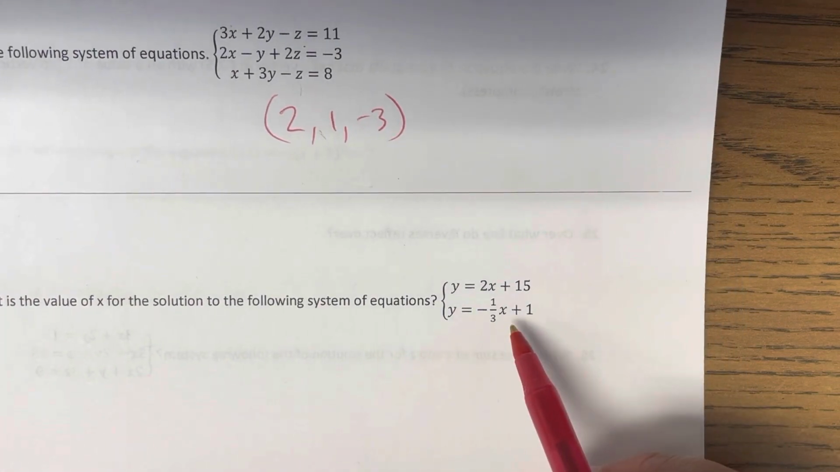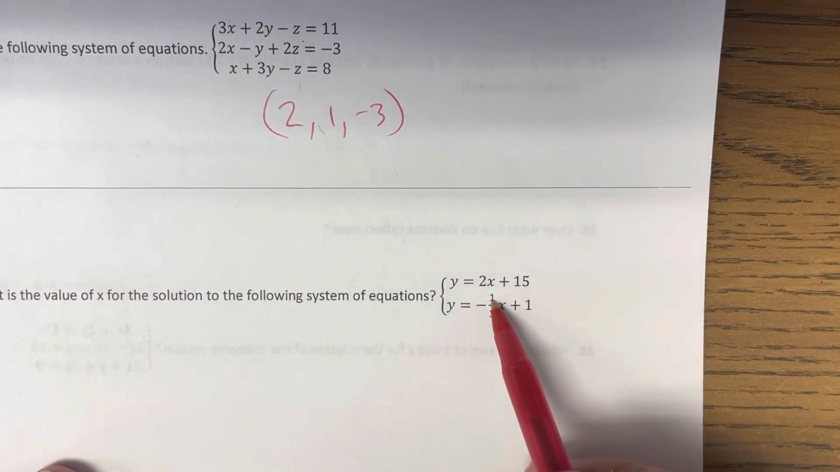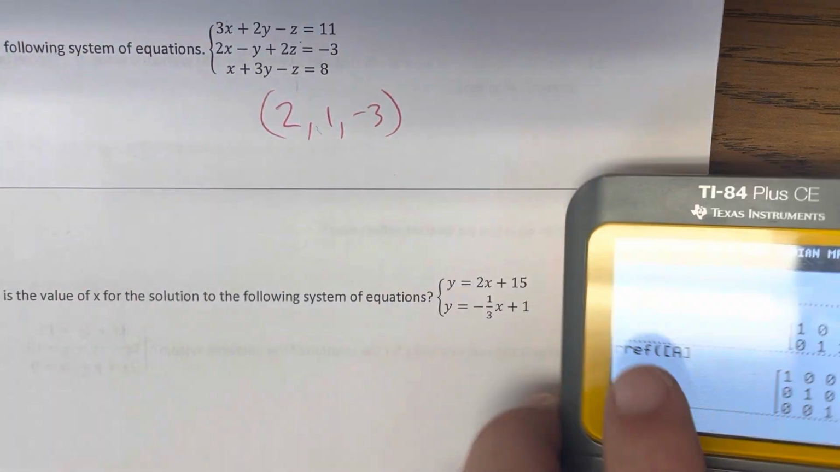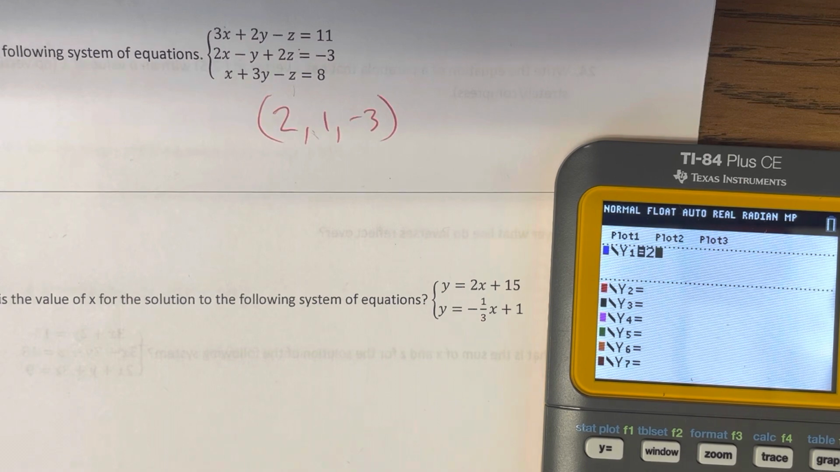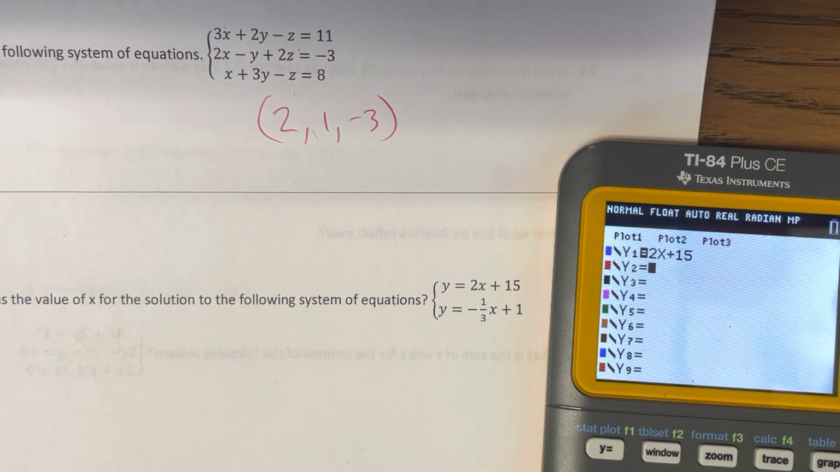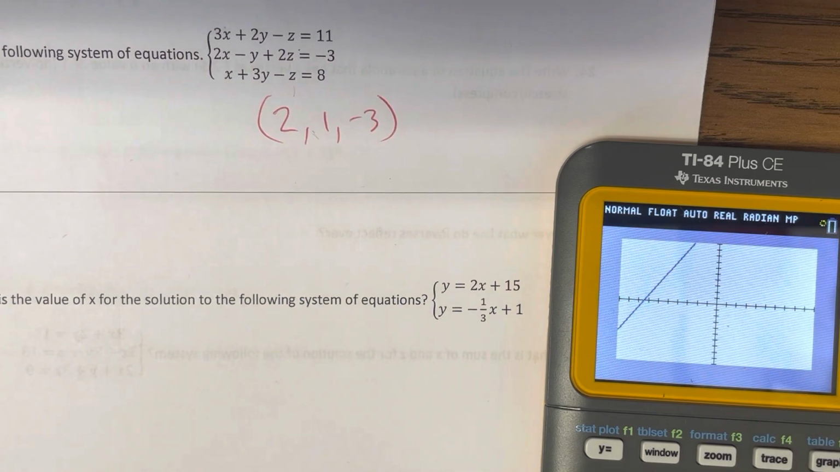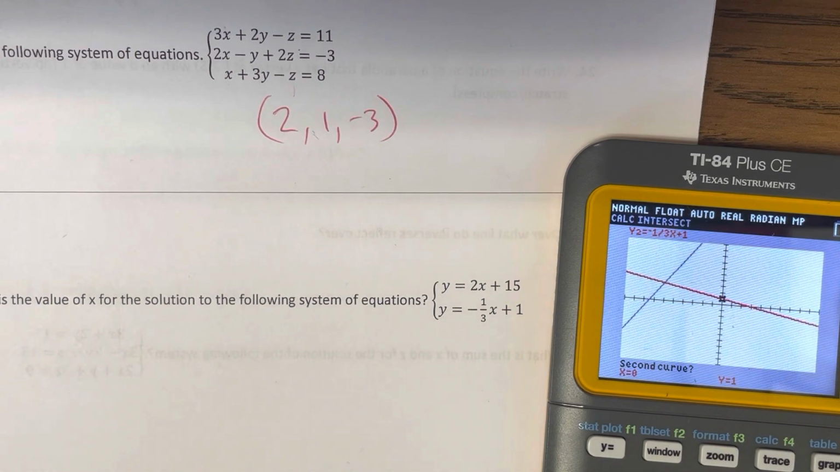So on this one right here, we could do it by graphing, substitution, elimination, or we could do matrices. Either way works. I'll go ahead, since they're both in y equals, just go ahead and do it by graphing. And so I'll go into my y equals. I'll have 2x plus 15 and negative 1/3 x plus 1. I can see the intersection, so I can go second trace, 5 is intersect. Enter, enter, enter. Negative 6, 3.